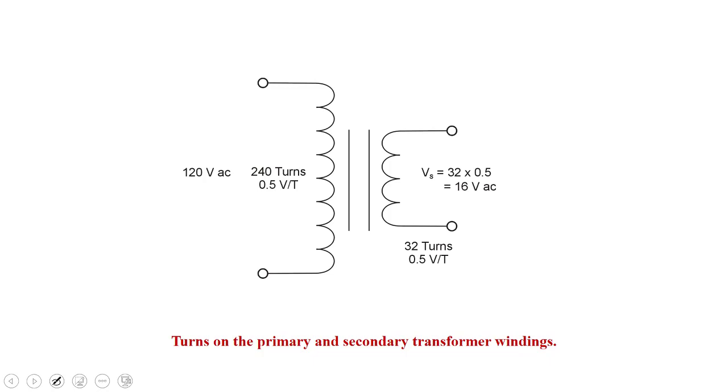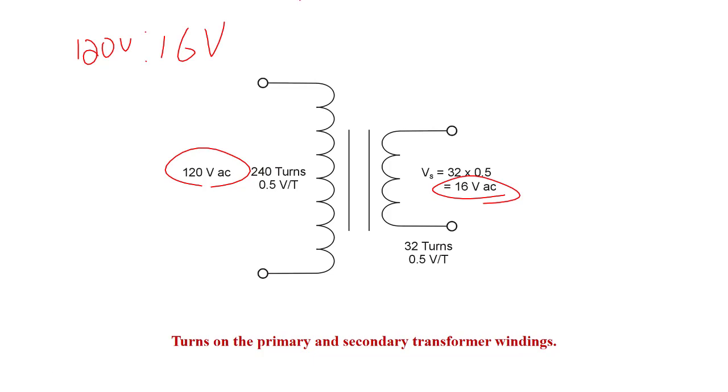So turns on the primary and turns on the secondary. So we talked about this voltage ratio. So let's go look at our input and output voltages here. Our H voltage is 120 and our X voltage is 16 volts. So we could figure out the voltage ratio is 120 volts to 16 volts. So if I want to express that in its lowest terms, 120 divided by 16 gives us 7.5, and then 16 divided by 16 is 1. So 7.5 to 1. So that would be the voltage ratio.